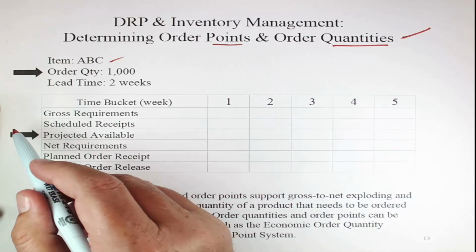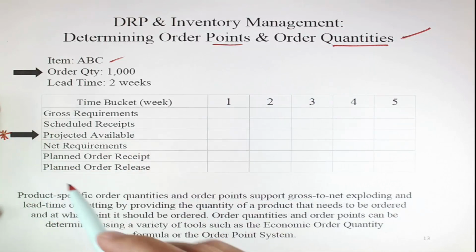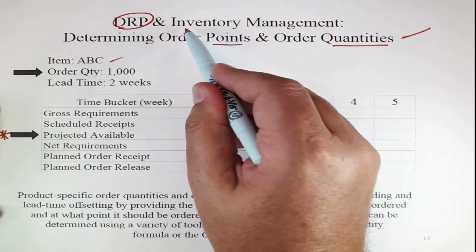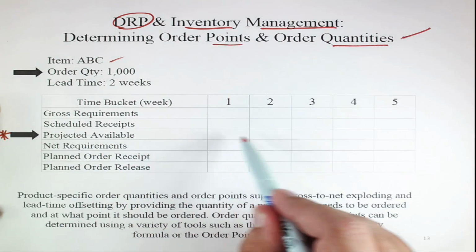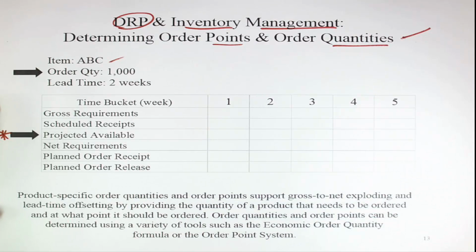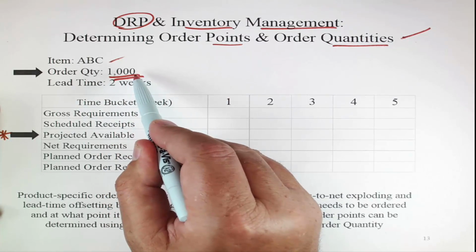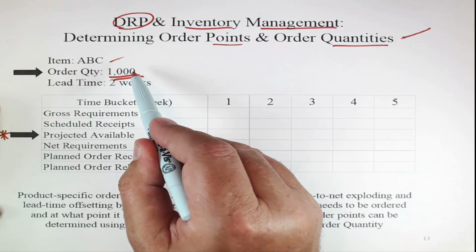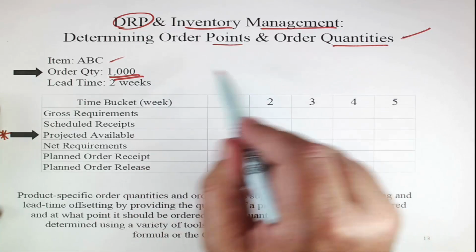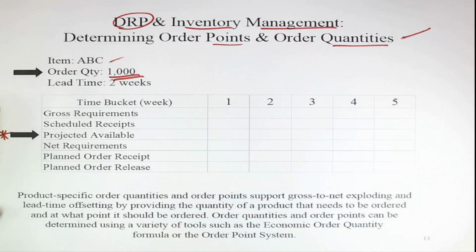We said a couple of times in our previous discussions that the output of this process, DRP related, along with inventory management, is projected available out into future time buckets. So we want to reiterate that point. And also, we can see here that our order quantity is 1,000. The question becomes, partially for this section, how did we get to that 1,000 number? That's the EOQ side of things.